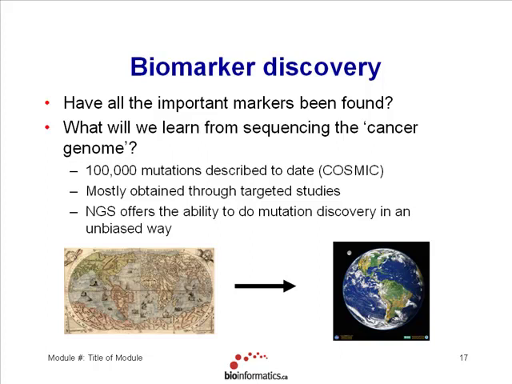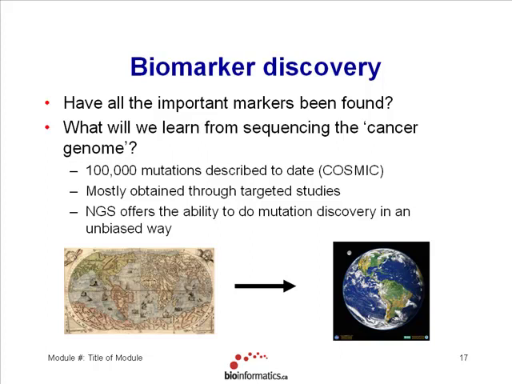So right now we have about 100,000 mutations in cancer described in a database called COSMIC, which is just a repository of mutations curated from the literature. The main point here is that these are mostly obtained through targeted studies. So investigators have a hunch, or legitimate reasons, for chasing a certain gene and sequencing through it, and lo and behold, they find mutations in that gene. So these are very directed, targeted studies. But what next generation sequencing offers us is the ability to do mutation discovery in what I would call an unbiased way. We can look at the whole genome in a relatively cost-effective way to do mutation discovery, where we don't know ahead of time where the mutations might be or where they're hiding.